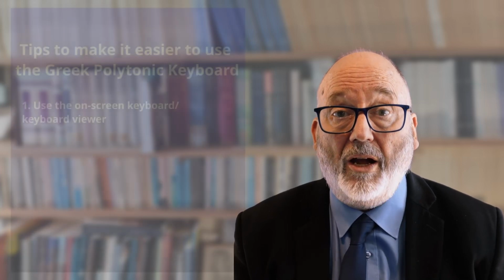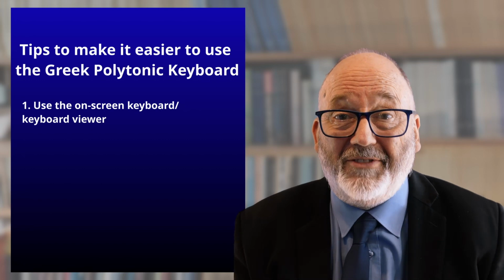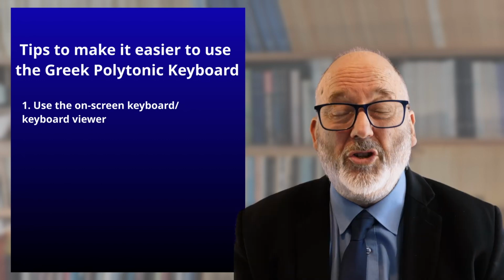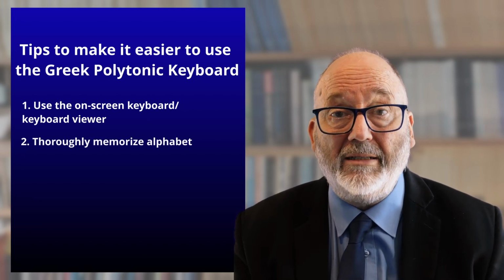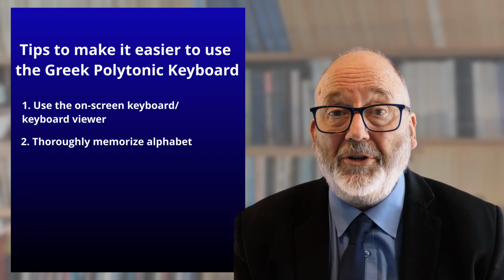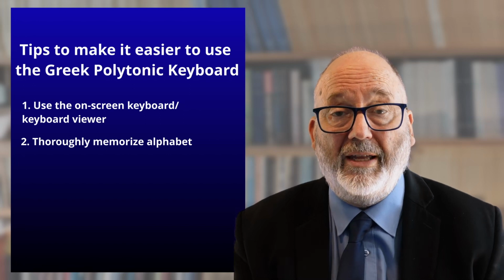Well, now that we know where the Greek letters are found on the Greek Polytonic Keyboard, let's think of some things that will make using the keyboard much easier. The first we've already talked about. That is to use an on-screen keyboard from time to time when you're looking for a letter that you can't remember. The second, well, you should have done this already, but you should have memorized thoroughly the Greek alphabet and be able to write it out from alpha to omega, all in sequence. This will give you much greater confidence in working with the Greek alphabet.